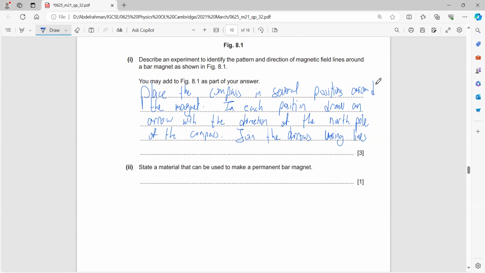Iron, it's steel, permanent magnet. Steel. Iron is wrong, you cannot use iron. Iron is literally a temporary magnet. Copper is not even a magnetic material at all. Sorry, I got confused between the two. Okay, we have to use steel as the permanent magnet of the bar.